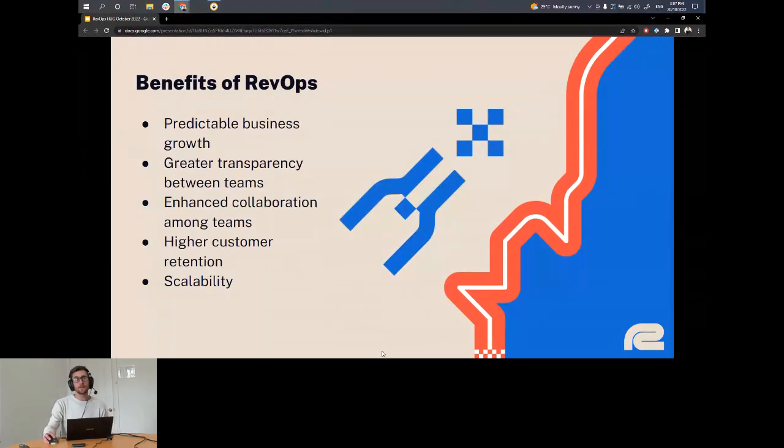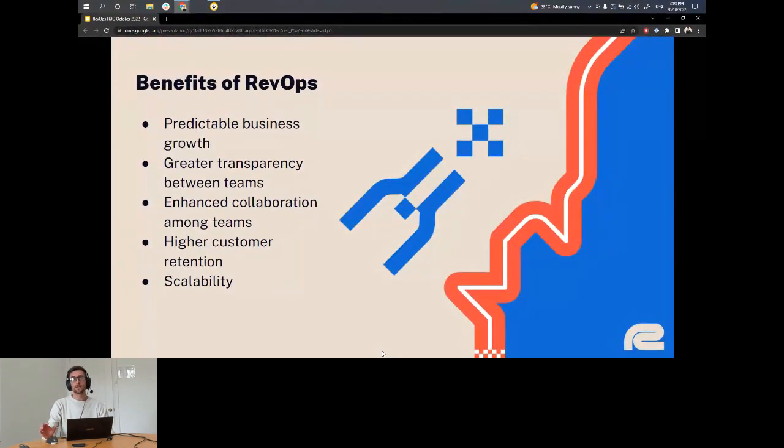And RevOps has some great benefits for your business. Firstly, it creates predictable business growth through accurate metrics. If you have a 360-degree view of your customer, you have data that you can rely on and base your decisions on. It's also a lot easier for you to know which prospects are more likely to close, so it's easier for you to know what to spend your time on.